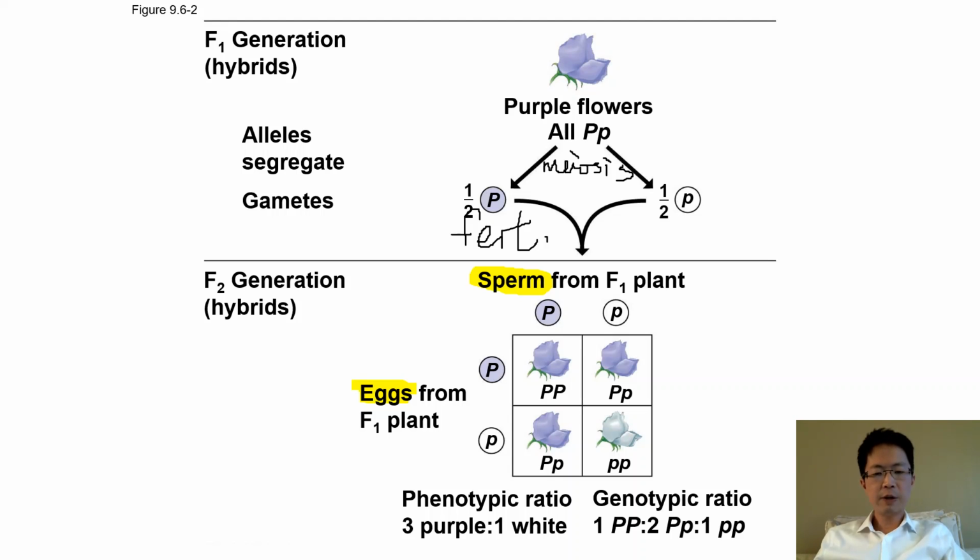So you got 50% of the sperm that has the purple big P, and 50% of the sperm you have a small p. Similarly, you have 50% of the eggs that has the big P, 50% of the eggs you have small p. And then you just fill out what we call the Punnett square.